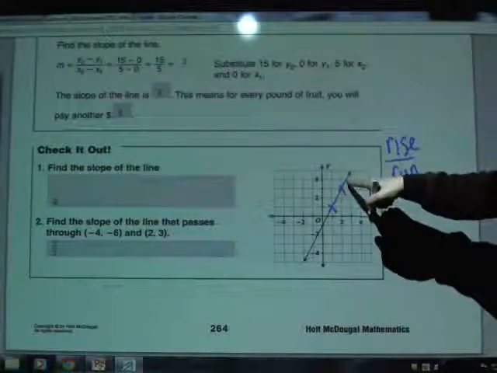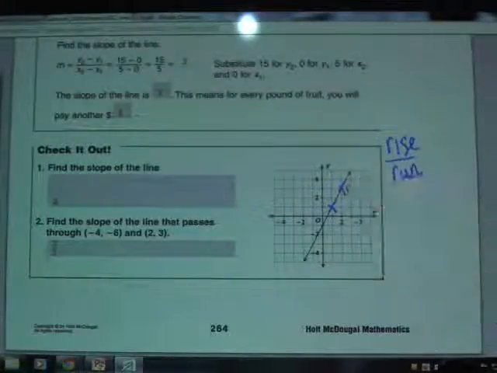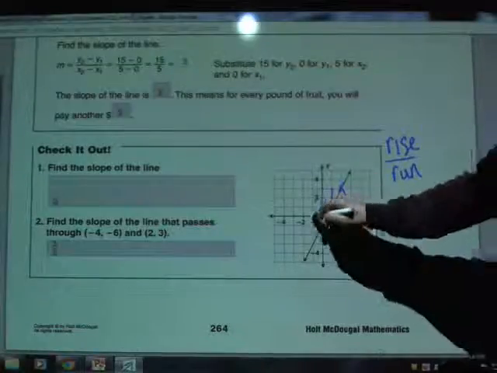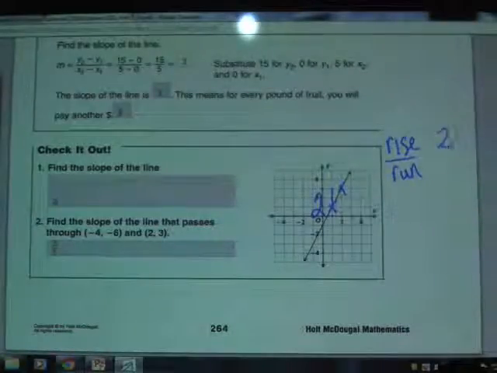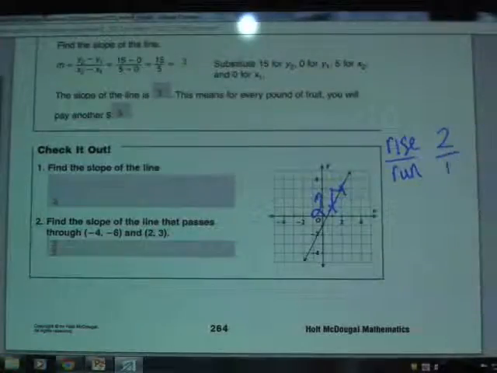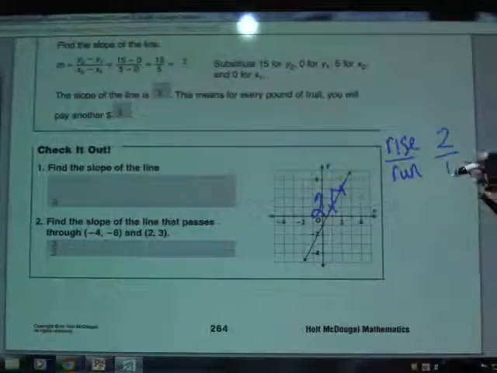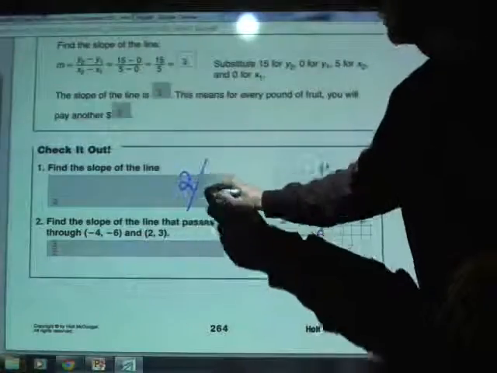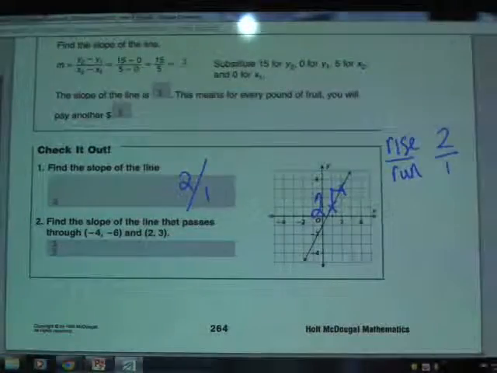So to go from this point to this point, because remember, we're always going to go from left to right, first thing I'm going to have to do is go up 2 units. So my rise is 2, and then I'm going to have to jump over 1 unit, so the run is 1. So the slope of the line that connects those 2 points is 2 over 1. And as you can see, they wrote 2. Again, I would write that as a fraction just so we don't ever forget there's a run. But 2 over 1, or 2, is the slope of the line.